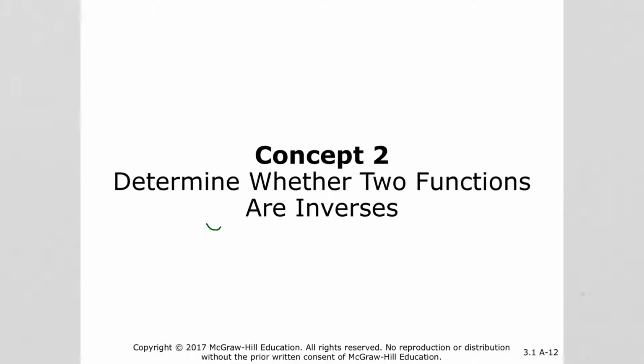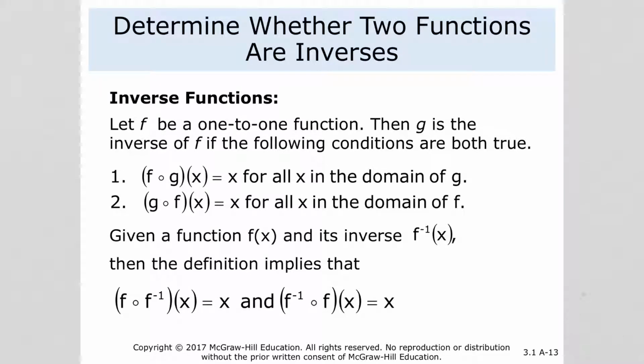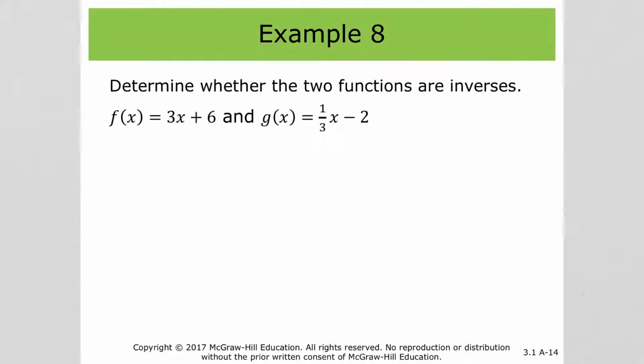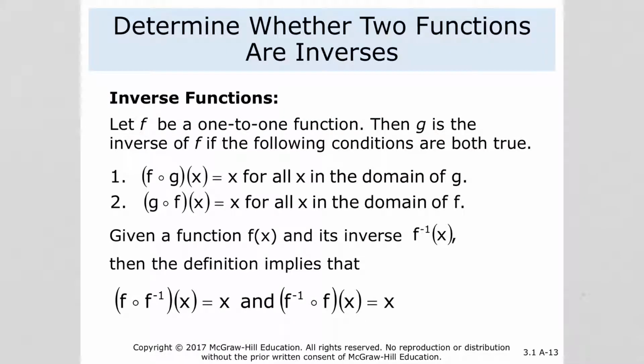Okay, why is one-to-one important? Because if a function is one-to-one, then that means it has an inverse. And what is an inverse? An inverse means that, it's kind of not explained too well right there. Let's look at a picture.